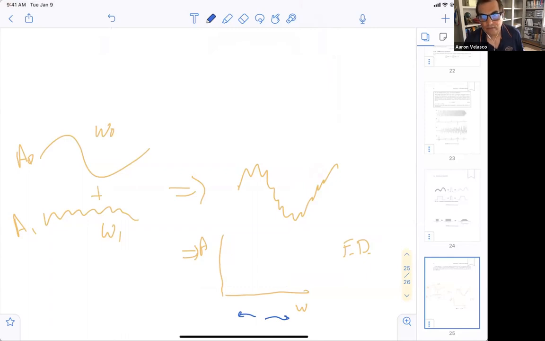So, left or right? Relative to one another, relative to omega one. It's going to be the left, exactly. And I have an amplitude here that's actually pretty tall. We'll call this A naught, and I can draw a point right there. Essentially, I have one frequency that's represented in this domain, in this frequency domain.